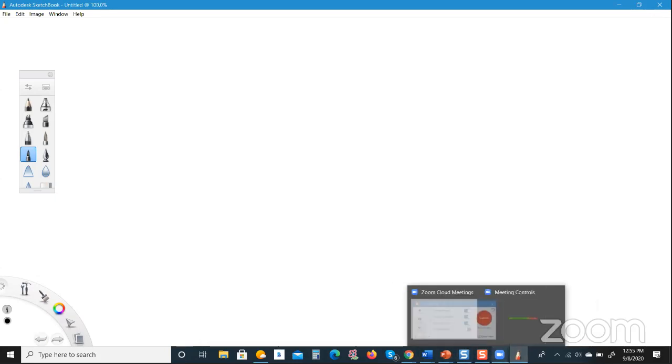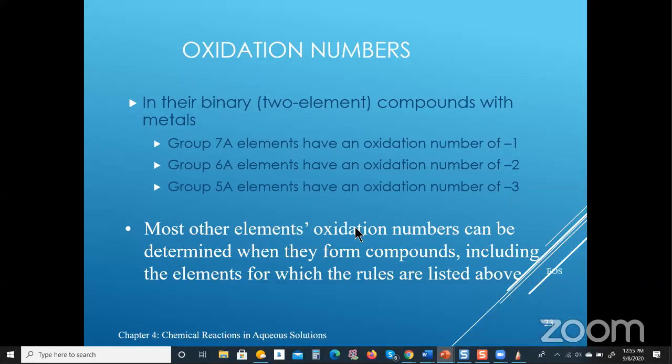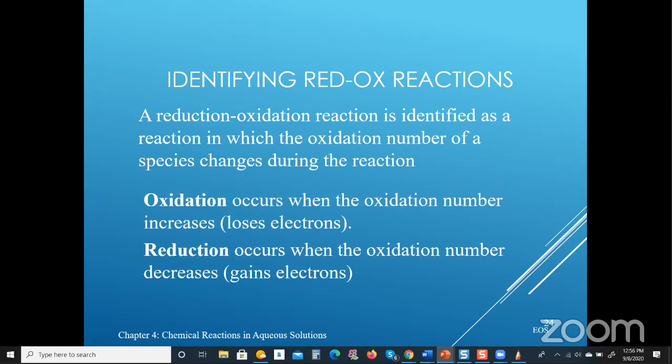And that topic has to do with redox equations, or redox reactions. Now that we understand how we can determine the oxidation numbers, we can determine whether or not an oxidation or reduction takes place. So let's first define what we mean by these terms, oxidation and reduction.